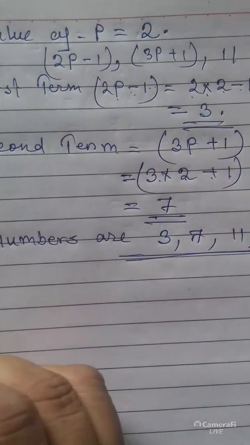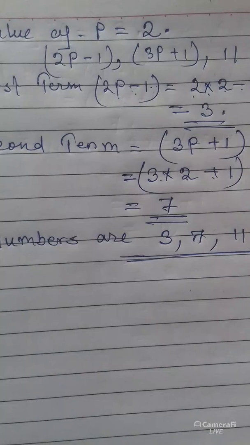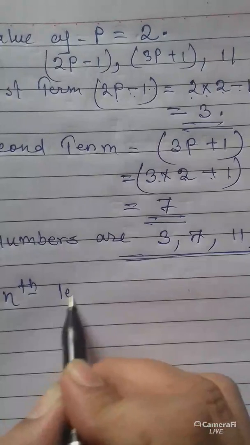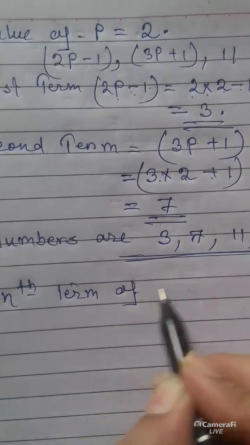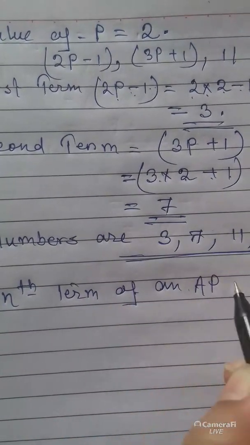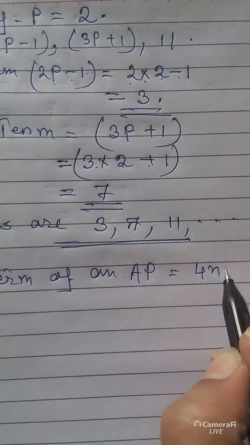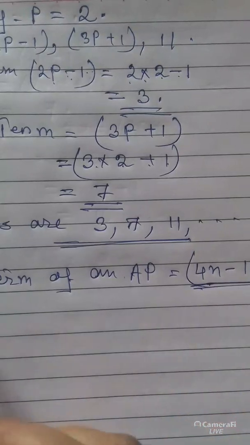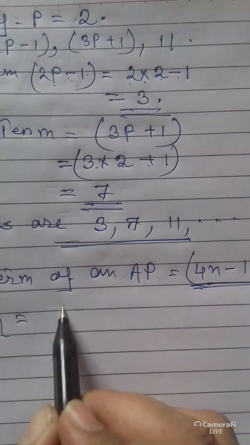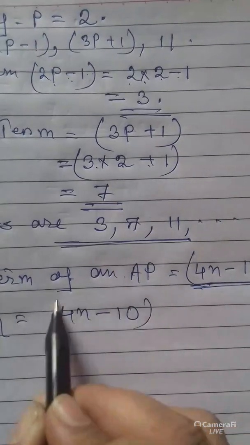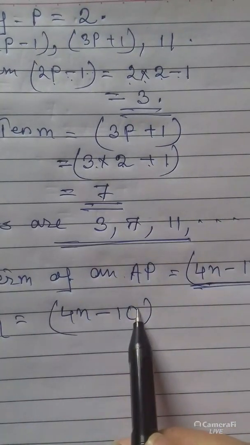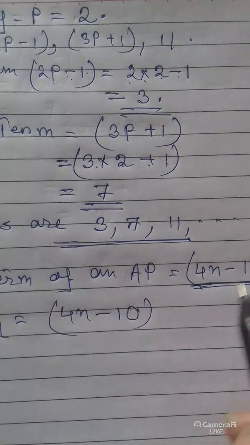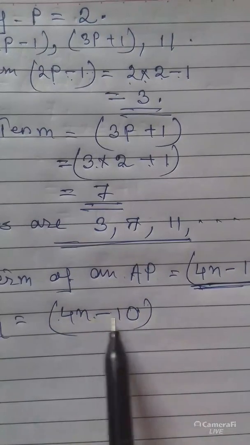Now, question 6. If the nth term of an AP is 4n minus 10, that means Tn equal to 4n minus 10. Find the first term, common difference and 16th term. As this is an AP, Tn equal to 4n minus 10.